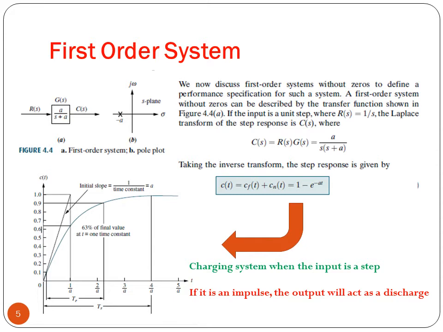So when we have a step input, we can see that it is the charging response with tau. When t equals tau, we have 63% of the final value charged, and for t equals 5 tau, the system is almost fully charged. And we can also see the time domain output, which is 1 minus e to the minus at. If we have an impulse input, we'll consider the discharge function.